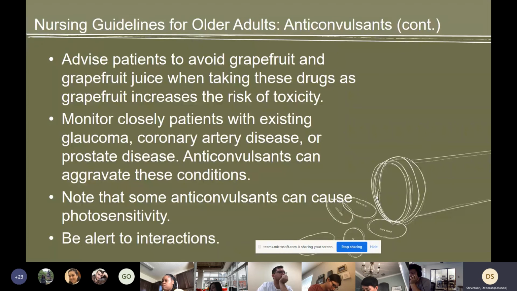Anticonvulsants can really take a downward trend for patients who have glaucoma, CAD, or prostate disease. Can actually cause a little bit more problems or make it worse for the patient. And there are some that are photosensitivity. But again, I'm not going to ask you which ones, but just know that there's lots and lots of so many side effects that are related to the anticonvulsants.